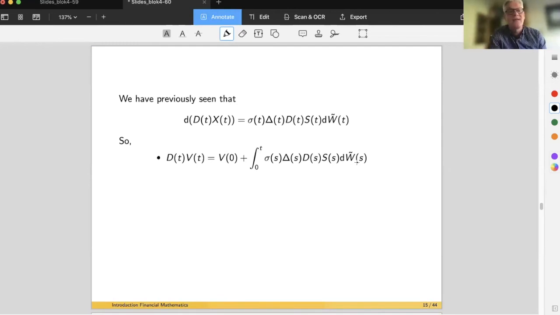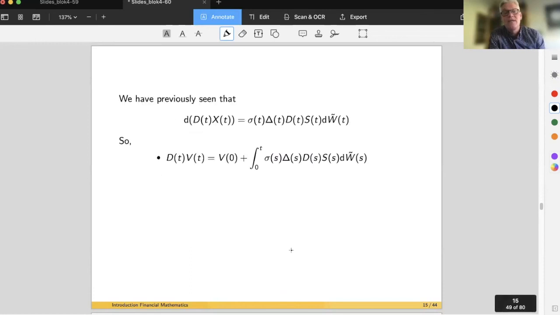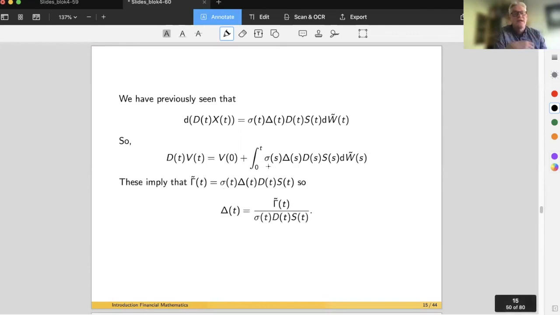And now we can compare this representation with the previous one, where we see the gamma, and we see that we have in fact a construction for the gamma. There should exist a gamma, and combining these two expressions gives us that gamma tilde(t) is equal to this term over here, equal to sigma(t) delta(t) D(t) times the stock price process at little t. And this gives us an explicit representation for the delta.